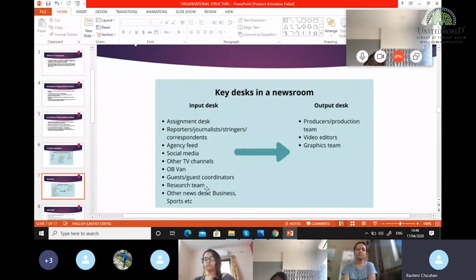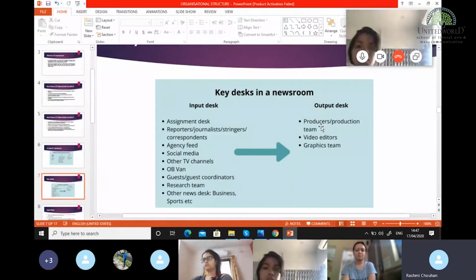Yes. A research team does an entire research. Guest coordinator we are going to discuss, OB1 we are going to discuss, agency feed will come to it, reporters have explained, and assignment desk. Now output desk. Let's look at output desk. The production team or producers.